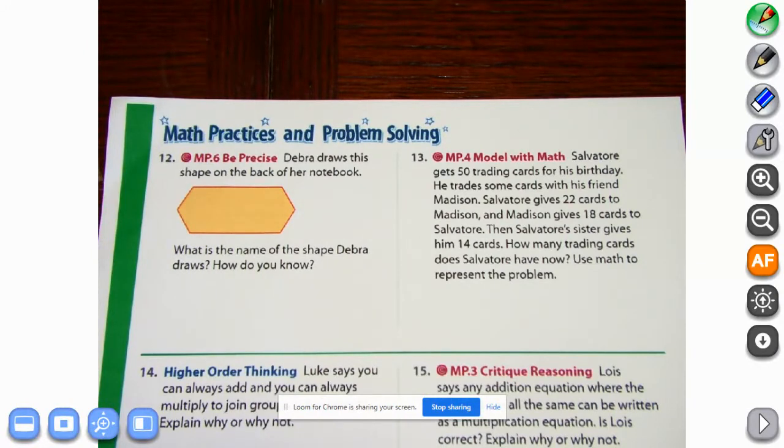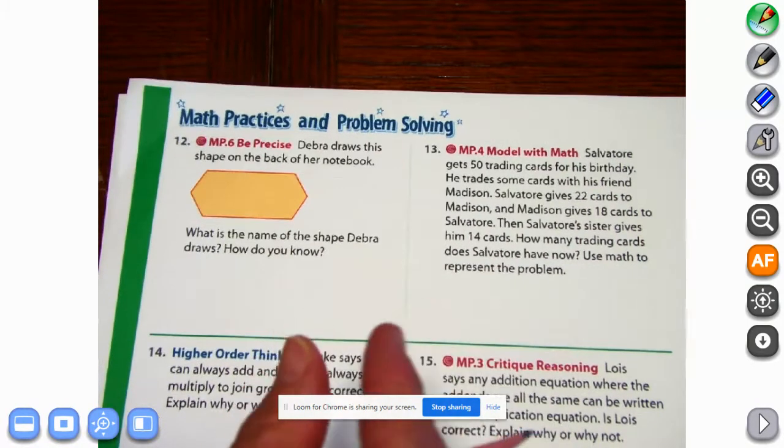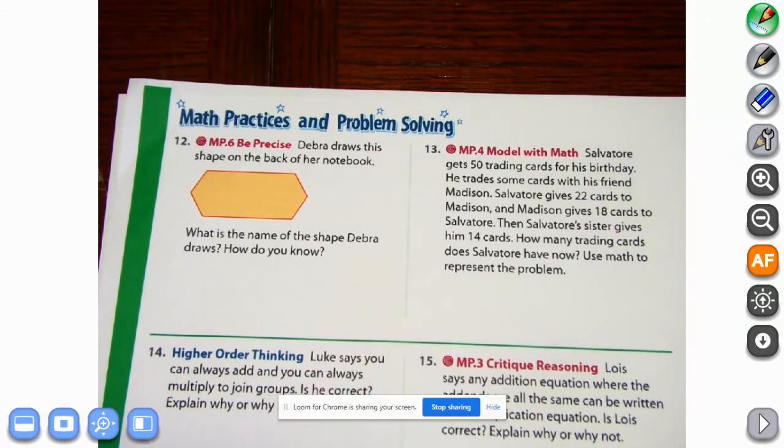It says Deborah draws this shape on the back of her notebook. What is the name of the shape Deborah draws? How do you know? So they give us some other questions in here, not just the ones we're learning about, just so that we can keep practicing other skills. So think about this. What shape is this? To me, I've seen a shape like this, but maybe it's brought in a little bit closer and it's not quite so spread out, but it's still the same name.